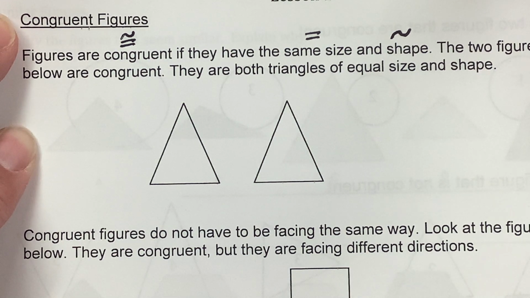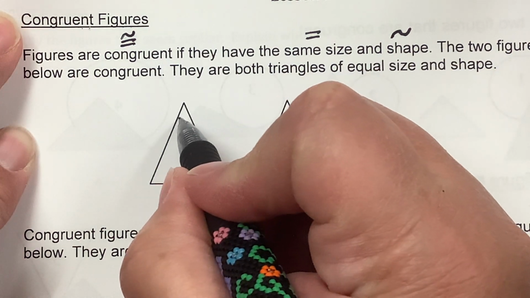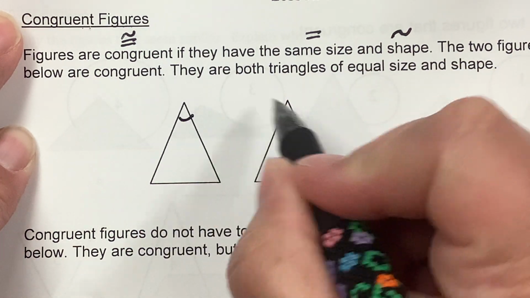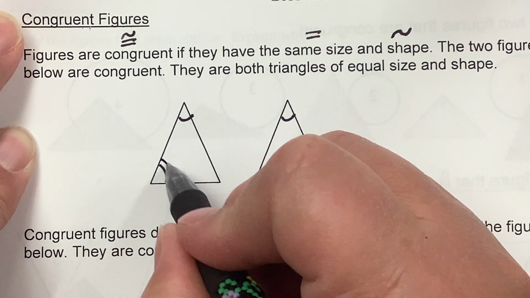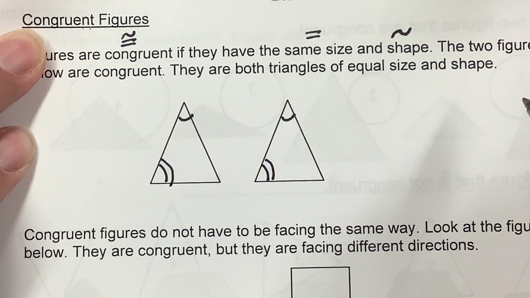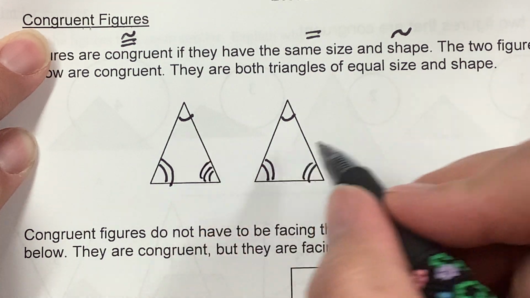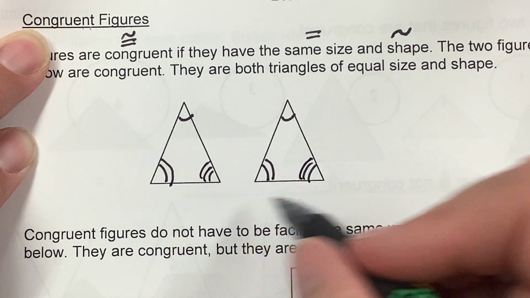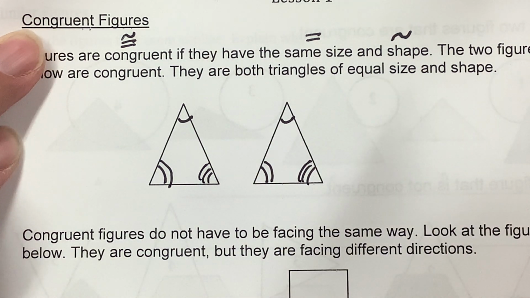And the two figures below are congruent. They're both triangles of equal size and equal shape. Now, in a congruent shape, your angles are all going to be congruent to each other. So if this is a 30-degree angle, then that's a 30-degree angle. And if that's a 60-degree angle, then the corresponding angle in the other triangle is going to be a 60-degree angle. And this last one would be 90. But they're both the same size and shape. Now, the angles are what determine the shape.